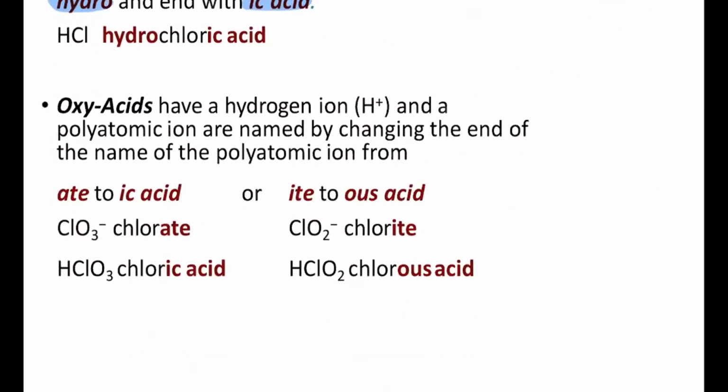Oxy acids are formed by a hydrogen ion and a polyatomic ion. Whenever we have an oxy acid, we have to recall that information about polyatomic ions. I know it's been a while, but we need to bring it back. If your polyatomic ion used to end with ate, when you write the name of the corresponding acid, we take away the ate and replace it with ic acid. If your polyatomic ion used to end with ite, you replace the ite with ous acid. Notice that the oxy acids do not have the word hydro in front of their name.